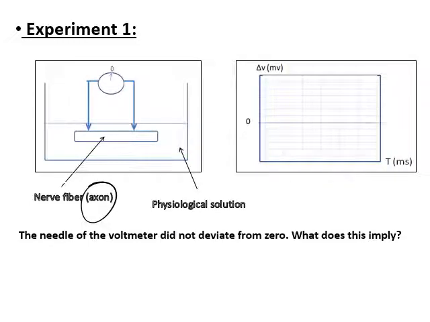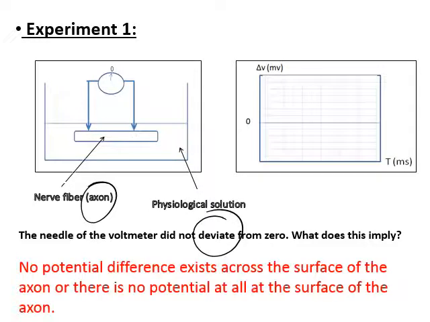The needle of the voltmeter didn't deviate from 0. What does this imply? It remains at 0. This indicates that there is no potential difference across the surface of the axon, or there is no potential at all at the surface of the axon. Whenever it remains 0, there is no action potential.